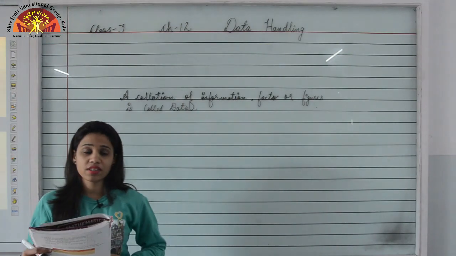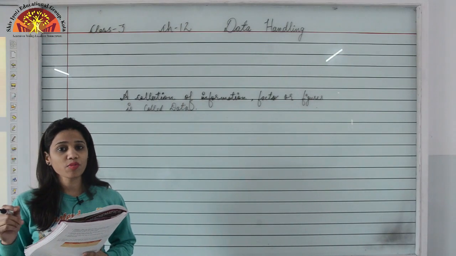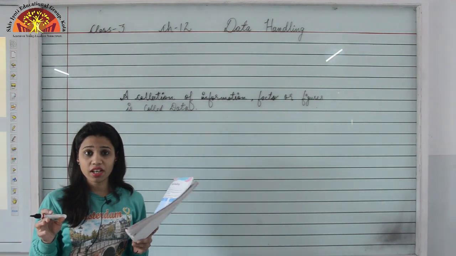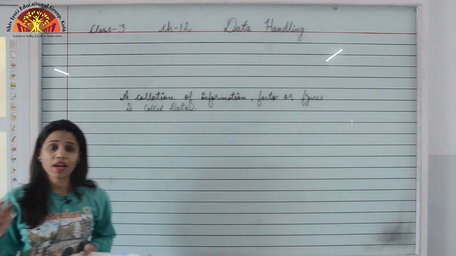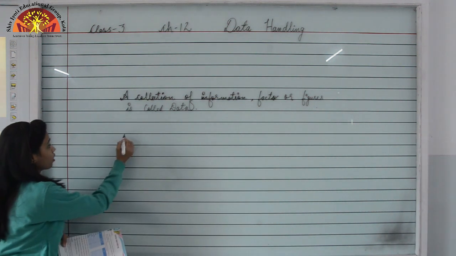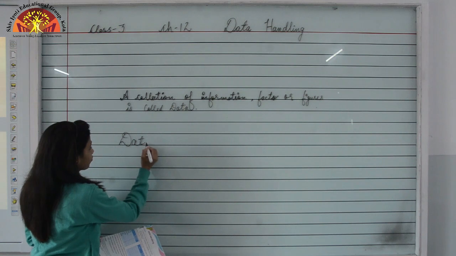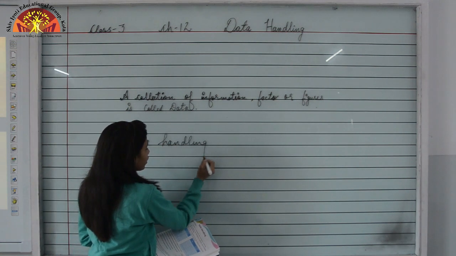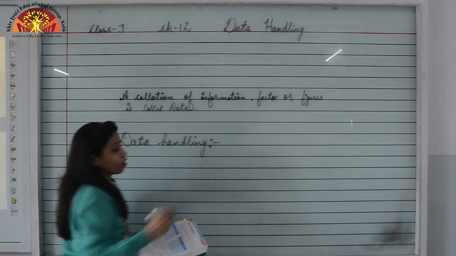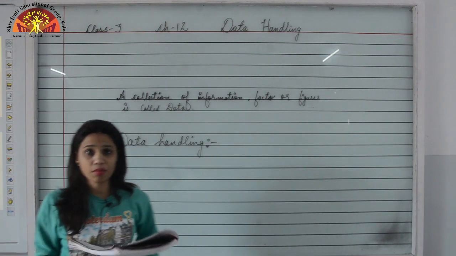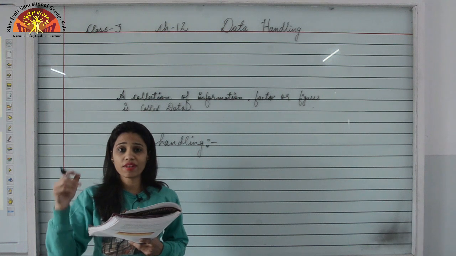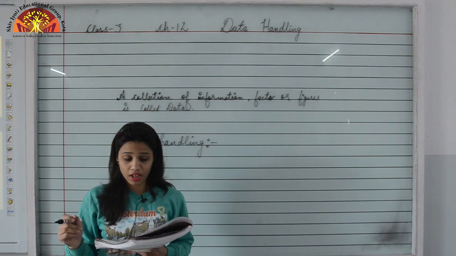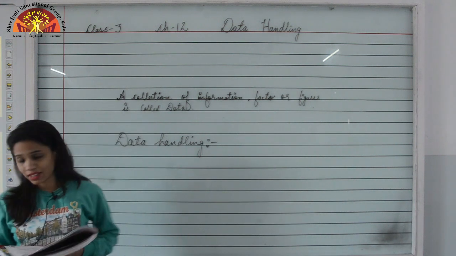Okay, now students, this data is random information which is available to us. This information needs to be arranged systematically or methodically. So there is a method called data handling. Now what is data handling? It is a systematical or a methodical way of arranging data. Means the random information which is available to us, we need to arrange it in a systematic or a proper way. So for this, let me give you an example.